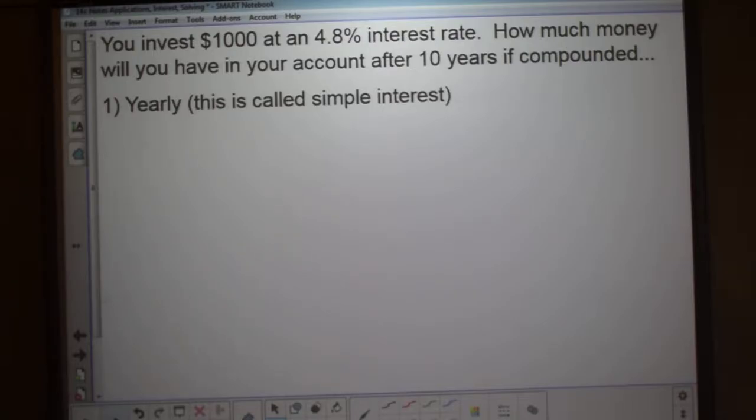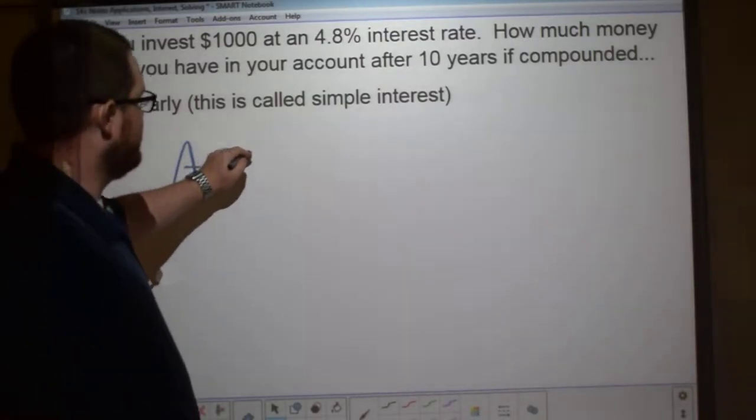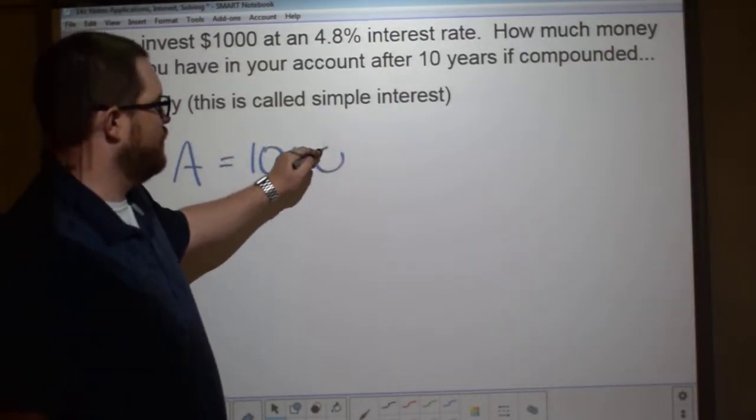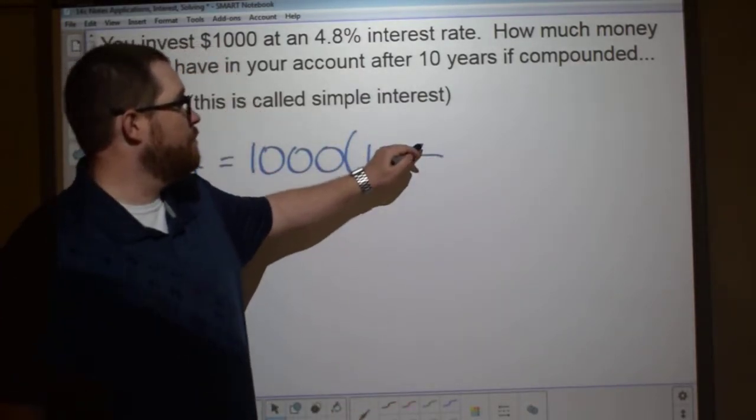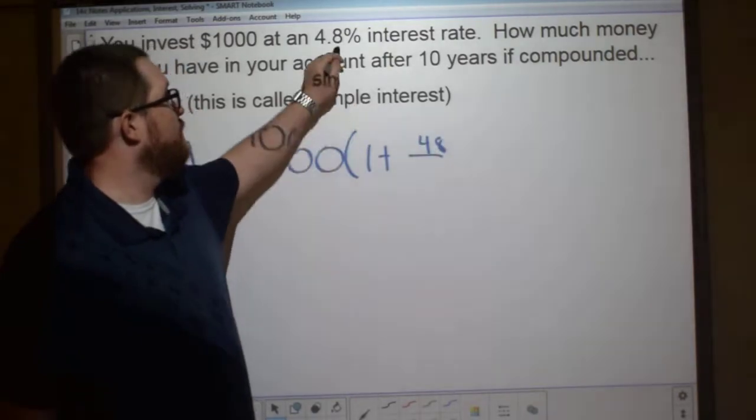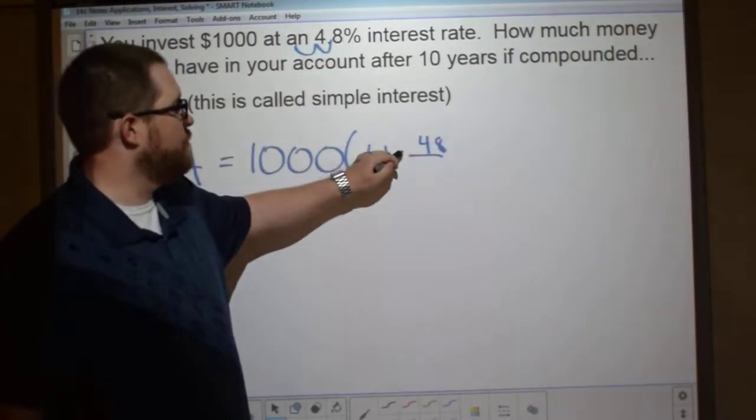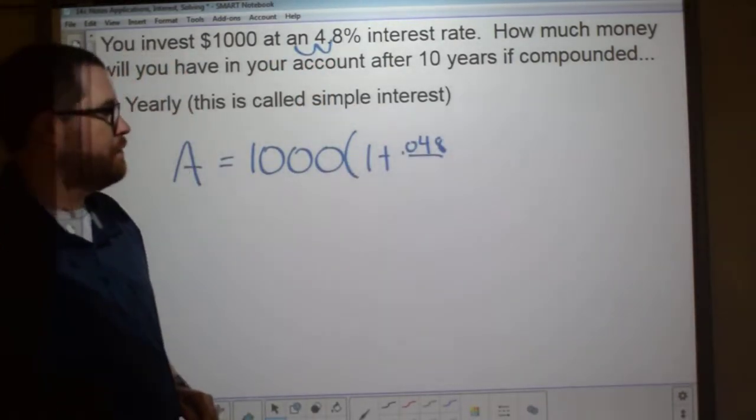You invest $1,000 at 4.8% interest. How much money would you have in your account after 10 years if compounded? Let's start off with yearly. This is called simple interest. So the final amount is the starting amount times 1 plus the rate. I'm not going to put 4.8%. I'm going to move the decimal 2 places and put 0.048.